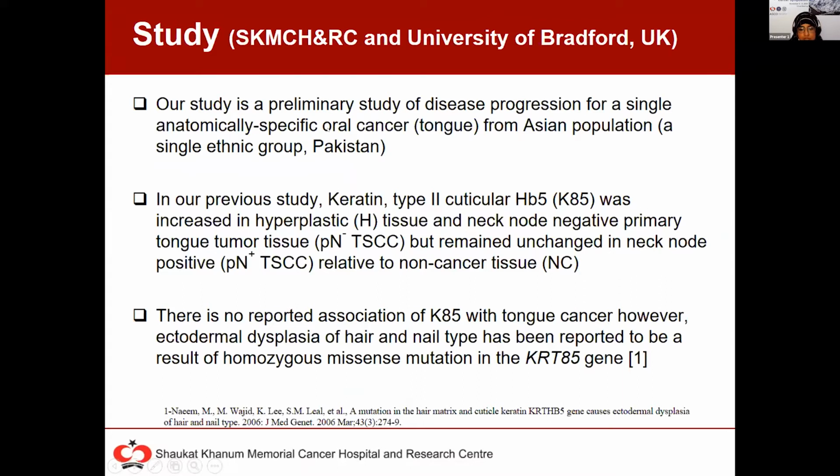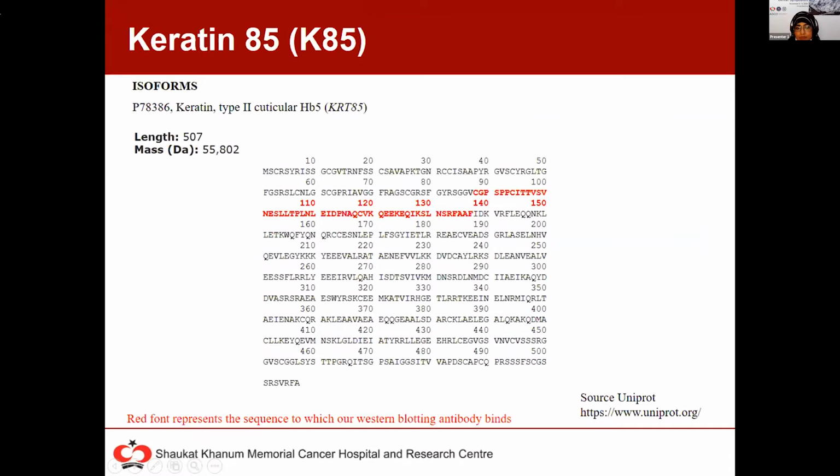In our previous study, there was upregulation of keratin type 2 cuticular HB5 seen in hyperplastic tissue and neck node negative tongue tumor tissue, but it remained unchanged in neck node positive relative to non-cancer tissue. There was no reported association of K85 with tongue cancer. However, there was an association between a missense mutation in the KRT85 gene and dysplasia of hair and nail type.